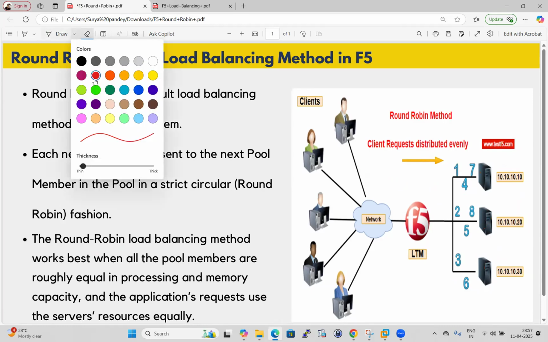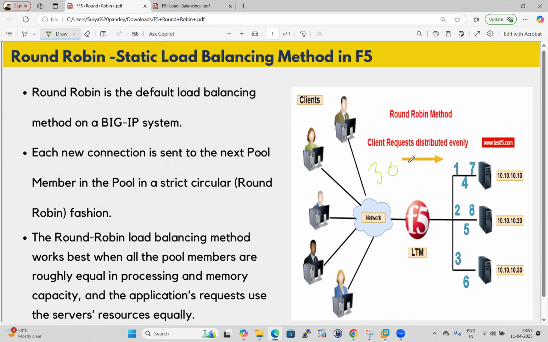Let's take one more example. Let's consider we have a total of 309 requests coming to the F5. This server's handling capacity is maybe 100, this server's capacity is 200, and this server's request capacity is 300. If you're using the round robin method here, F5 is going to distribute roughly equal requests. Let's consider 100 requests here, 100 here, 100 here.